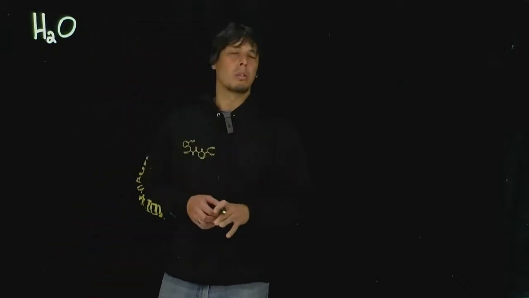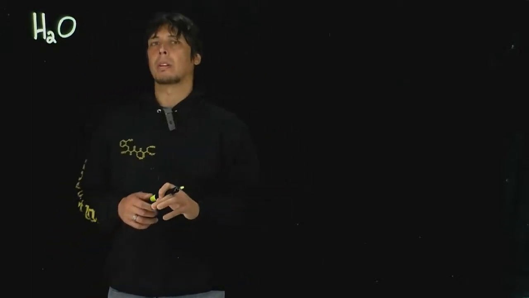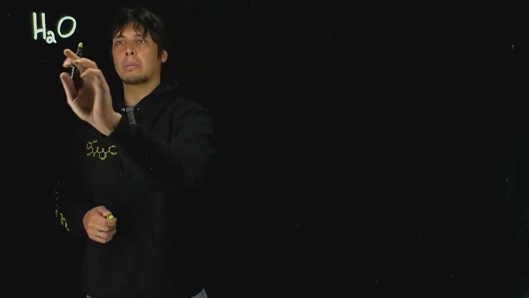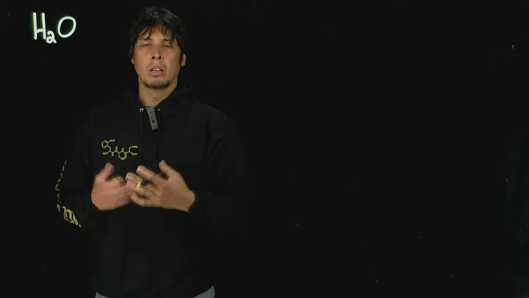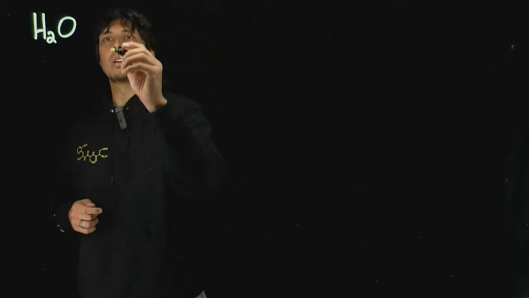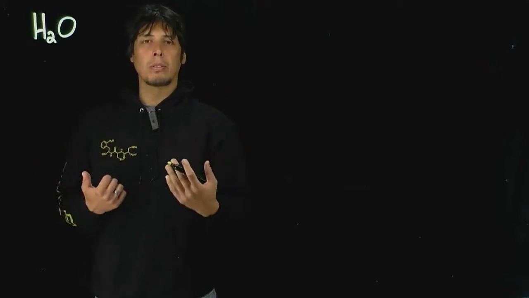Let's do a quick review on the molecular structure of water. Okay, so here's the formula for water, so 2 hydrogen atoms and 1 oxygen atom. Now let's draw the Lewis dot structure for this. Okay, so we first need to know the total number of valence electrons.